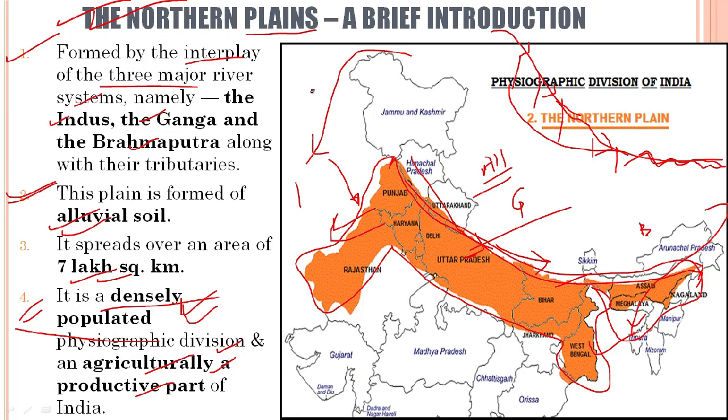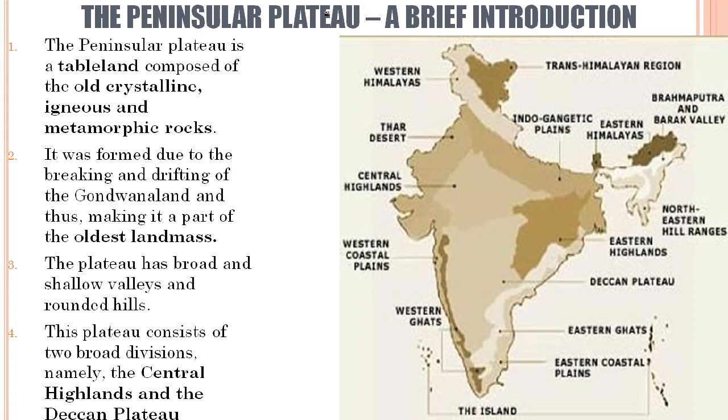Then we came to learn about the northern plains of India, and we learnt in the first point that these plains are formed by the interplay of three major river systems named as the Indus, the Ganga and the Brahmaputra. The plain is entirely formed of alluvial soil. It spreads over an area of 7 lakh square kilometers, and the plain is densely populated and agriculturally productive. Students, if it is agriculturally productive, it is bound to be a densely populated region. It's quite natural.